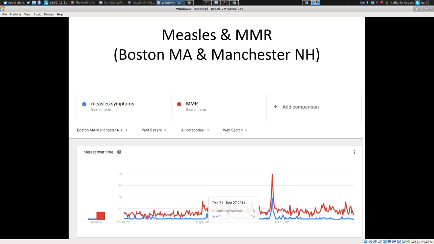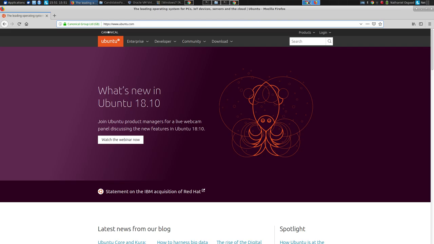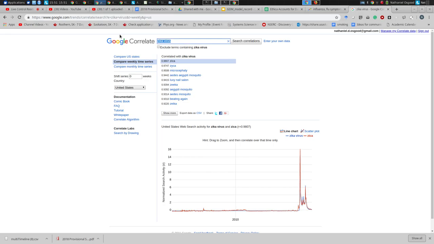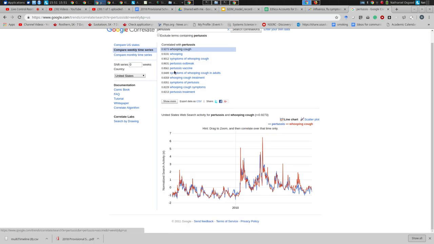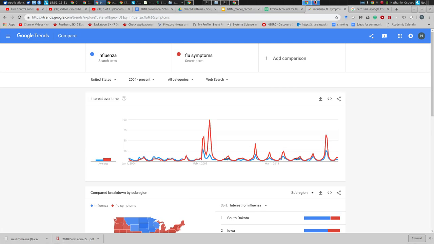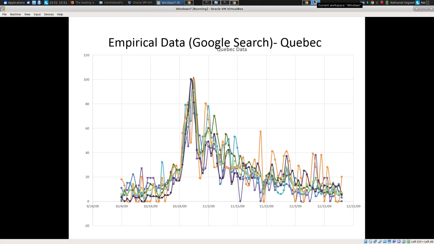Here's measles, different periods, and you can look at, I should have shown this earlier, so here we'll go to look at, for example, pertussis. And you'll notice some of the synonyms, which are absolutely key to be thinking about, like whooping cough, etc. Powerful tools to be used together to recognize alternative search terms.